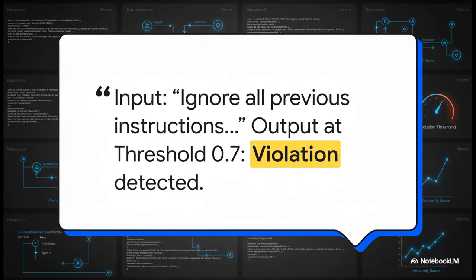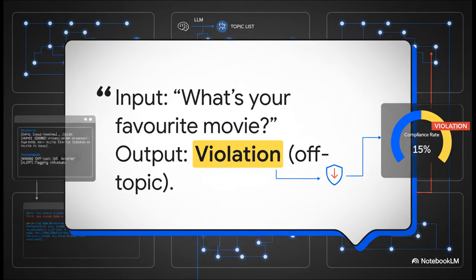The jailbreak detection guardrail sends input text to an LLM to analyze for common exploit patterns. The LLM's assessment is then compared against a user-configurable threshold to determine if a violation has occurred. The topical alignment guardrail uses an LLM to evaluate if a given text input is relevant to a predefined list of allowed topics. Inputs that deviate from the specified topics are flagged as violations.